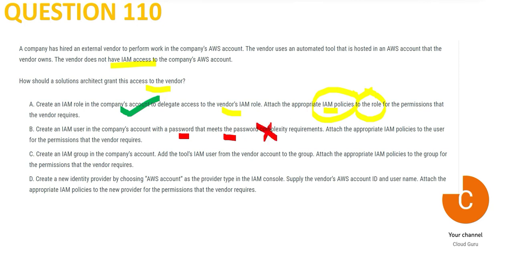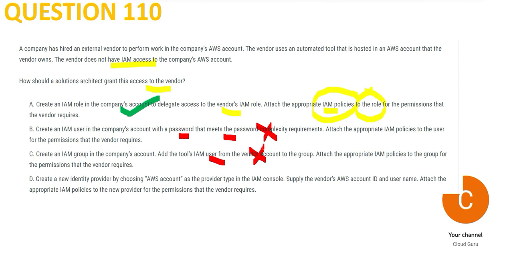Option C says to create a group in the company's account and add the IAM user from the vendor. You have to have a vendor group also, because like I told you, you provide access to the group and then assign users to that group. That way it can be streamlined. That is how we do it in the industry.